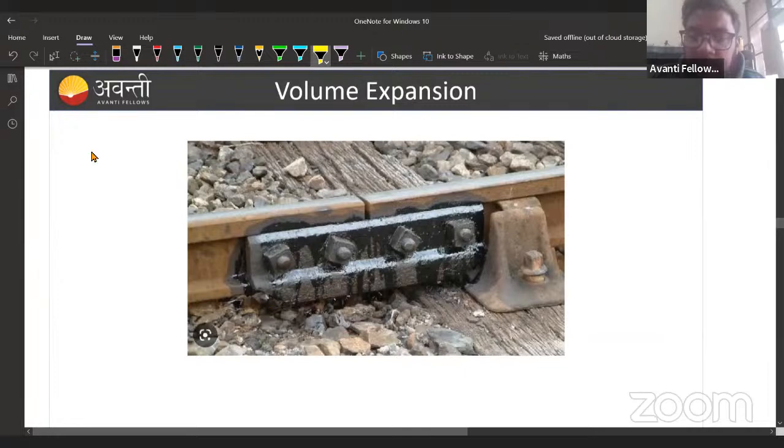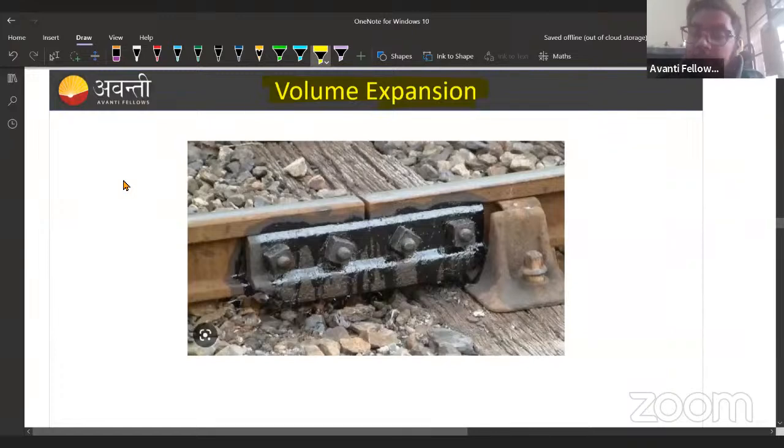So why do they do that? It's a very interesting question. I'm going to tell you the practical explanation of volume expansion, where practically you can see volume expansion. Have you guys seen these types of breaks in railway tracks?